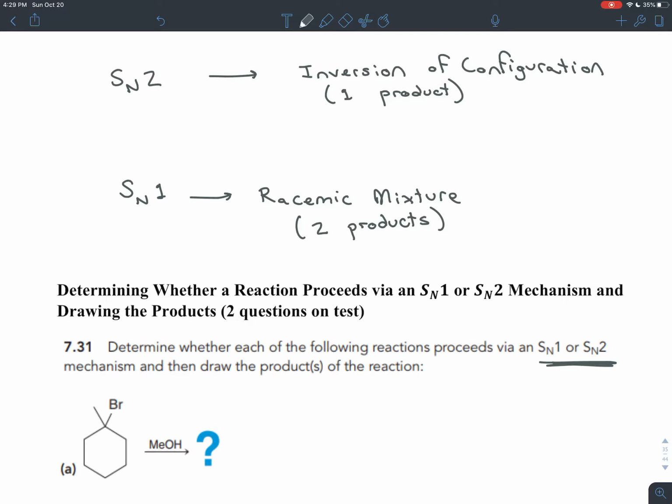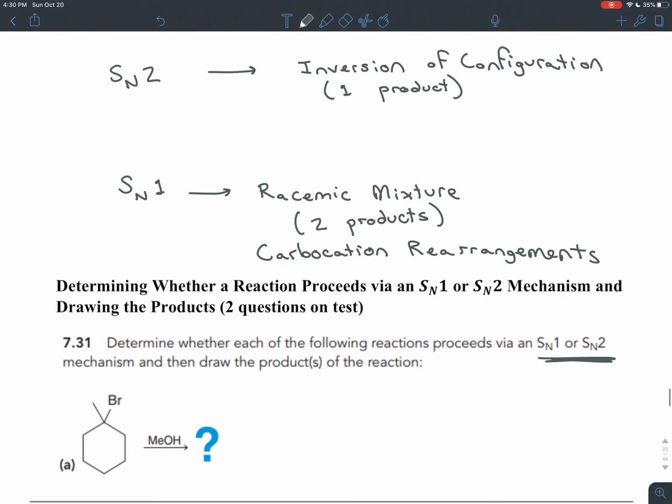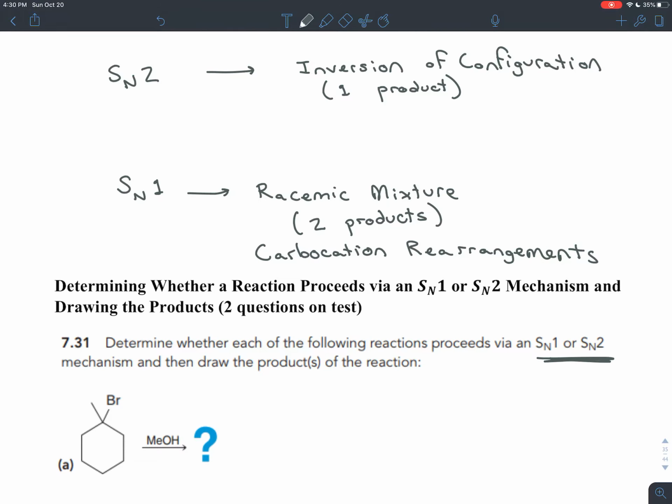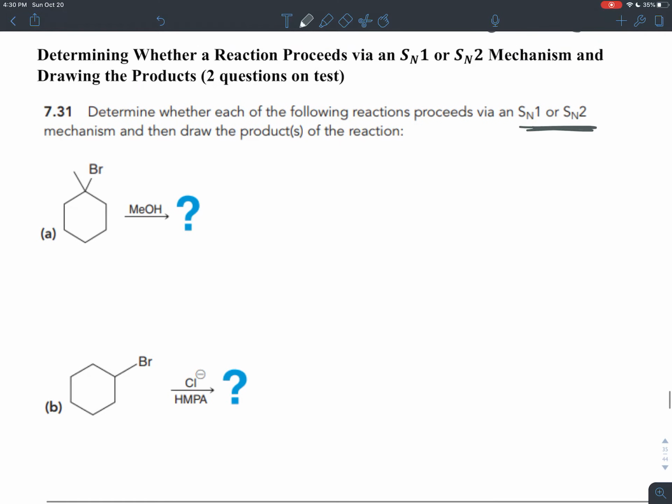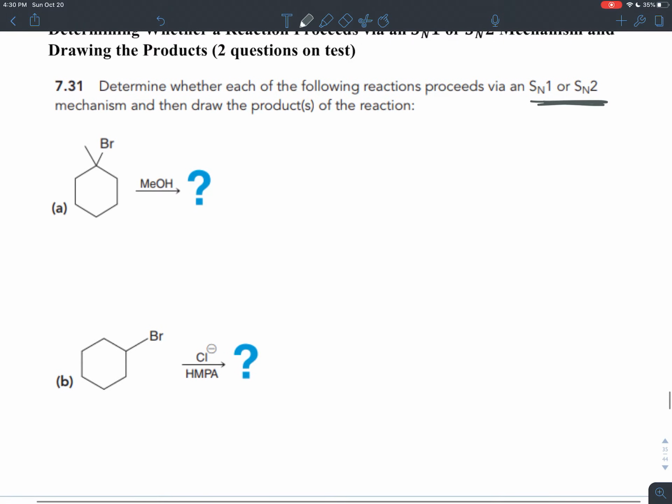The other thing to watch out for is that with SN1 reactions, you have those carbocation rearrangements, and that can change the carbon skeleton, and it can change where the nucleophile attacks. So those are serious changes to your product, so watch out for that. Otherwise, those are the only differences between the product you would get between an SN1 and SN2 mechanism. Okay, so with those in the back of our mind, let's try to predict our products.